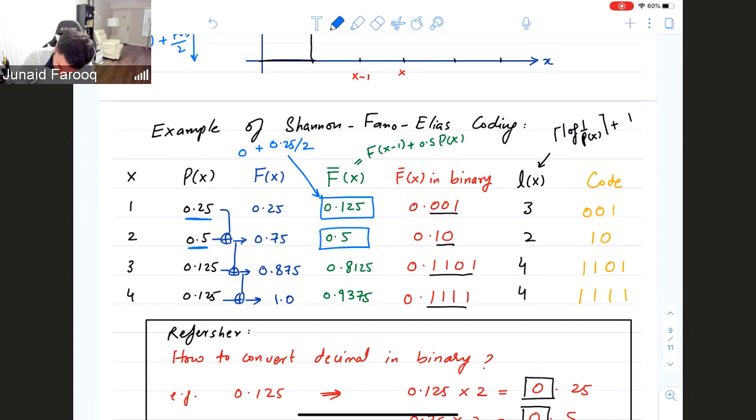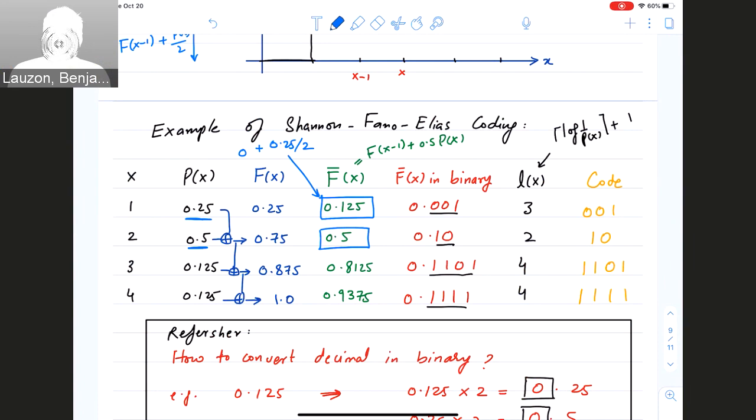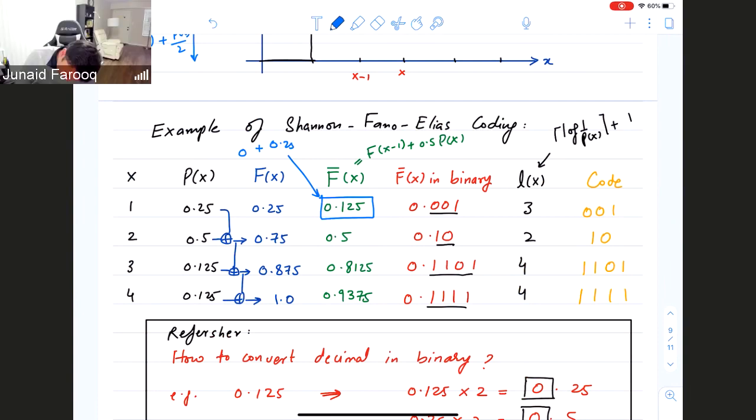For some reason, I wasn't catching it. Okay, thank you. No, that's good. Hopefully, people who watch the recording can also figure it out.